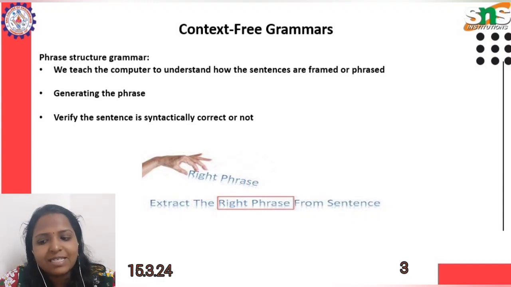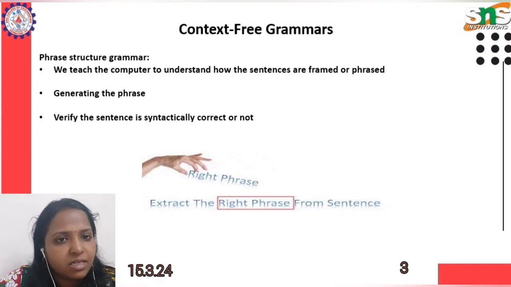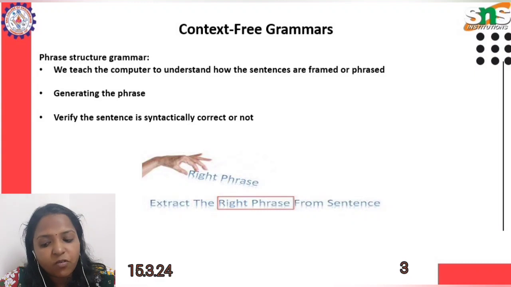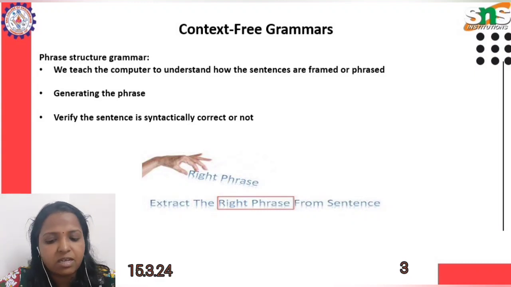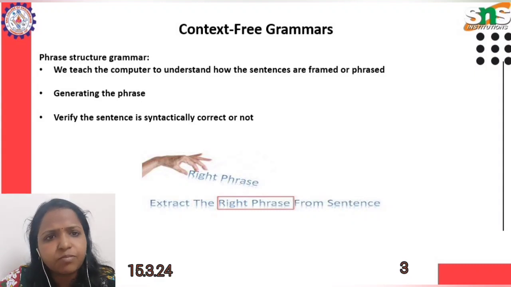CFG gives us the structure and the way to describe the syntax of the language. In a very plain way, it will give you the syntax as well as how to put all the words together to form a meaningful sentence. That is the main purpose of CFG. It consists of a set of rules that specify how different elements, such as sentences or phrases, combine together to form valid sentences. If the sentence is valid, then only the system can understand. So this is the main purpose of CFG.